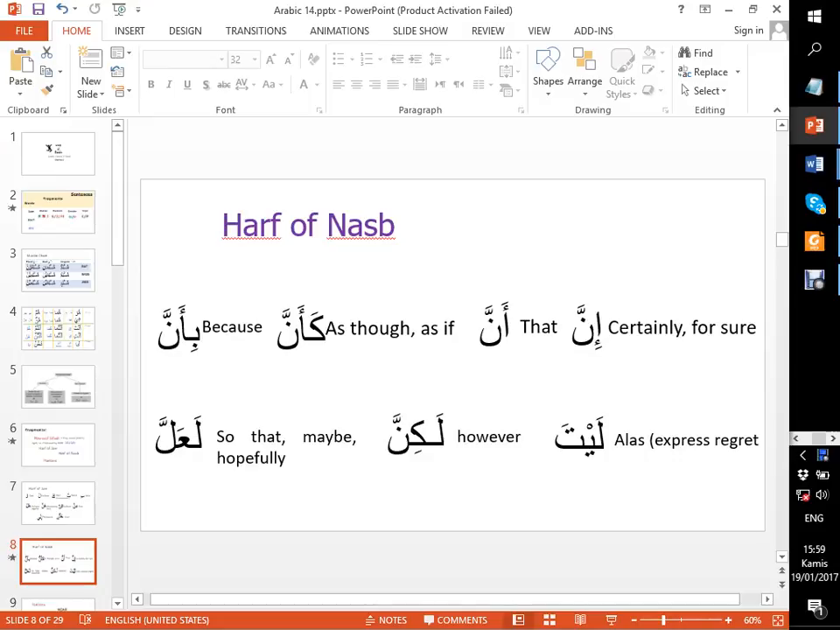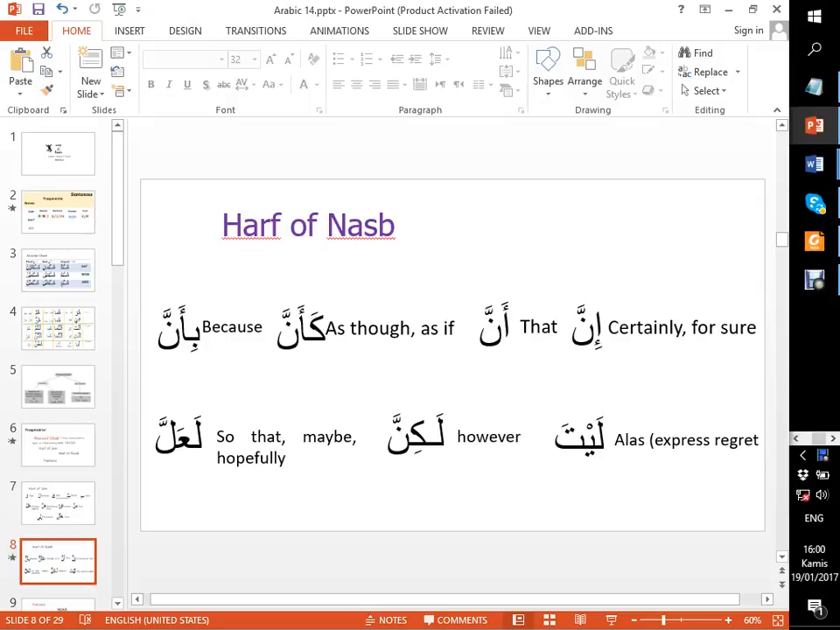And harf of nasab. Okay, harf of nasab, instead of jar, it will make nasab. So the word after the harf will be nasab. And one thing that differentiates harf of nasab from harf of jar is that harf of nasab may have a gap, a distance between the harf and the ism. So you may insert some words in between. But for harf of jar, it should be right after it.